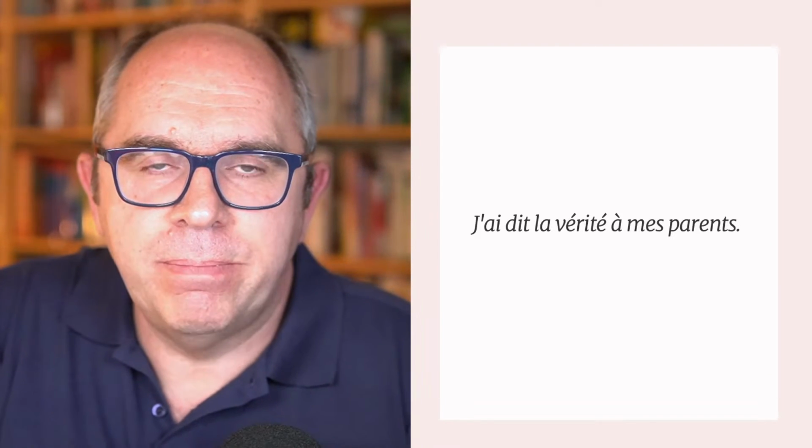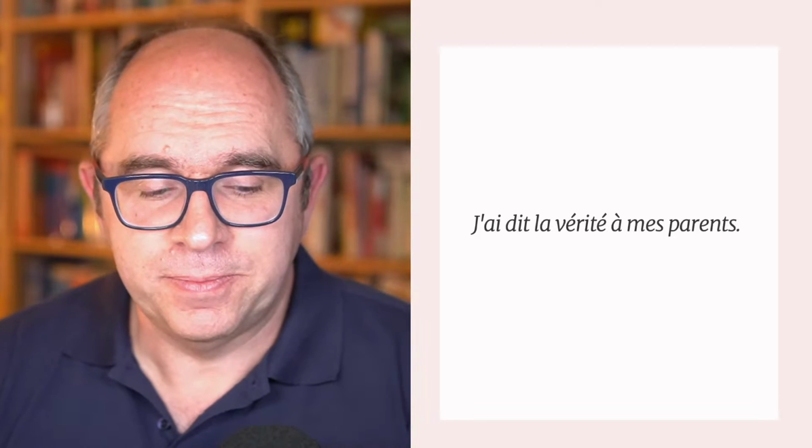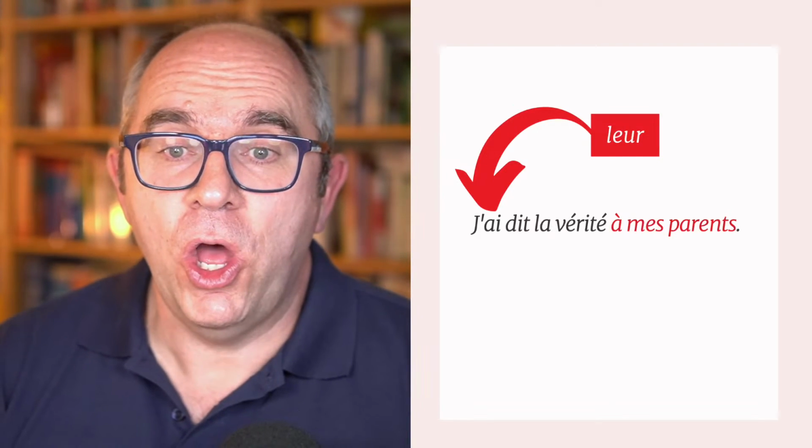Let's take a different example because we've got here j'ai dit la vérité à mes parents. J'ai dit la vérité à mes parents. So, I told the truth to my parents. J'ai dit la vérité à mes parents. This time we want to replace not to him or to her, but to them, à mes parents. And this is where we need a different word. And that word is leur.